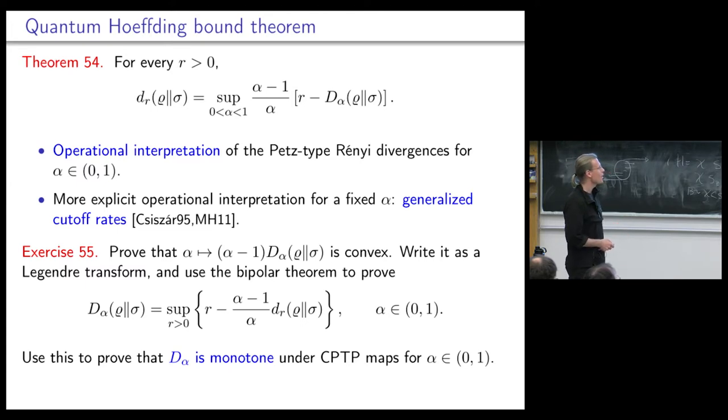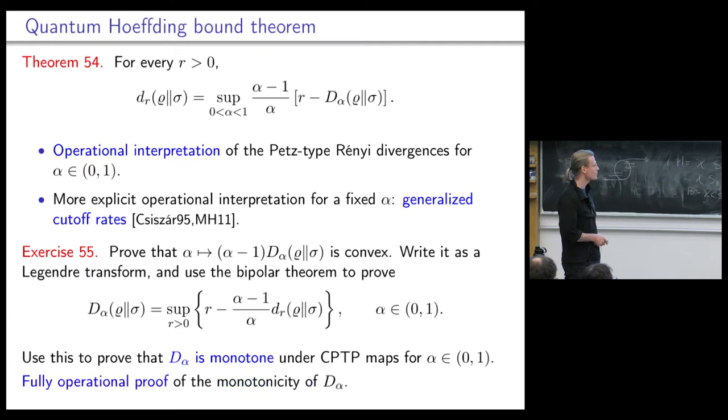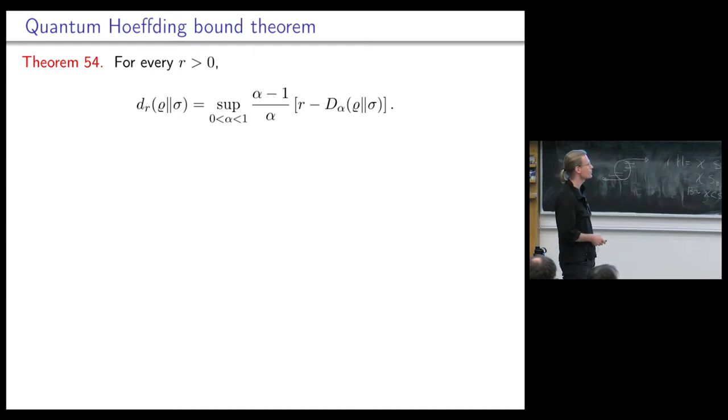And actually, every quantity, every divergence that has an operational interpretation should be monotone because of the operational interpretation. Okay. So this is a very nice thing. It's due to Nagaoka, Hiroshi Nagaoka. Okay. And this indeed gives a fully operational proof of the monotonicity of the alpha. So we have achieved two things. We have established that these quantities are operationally relevant, and we have proved their monotonicity, which is important to us.